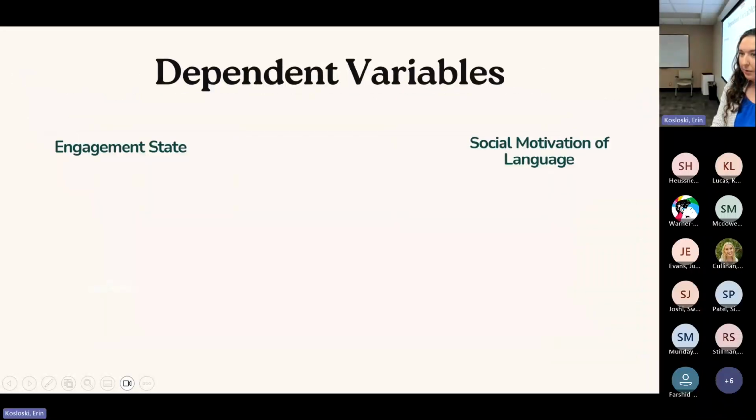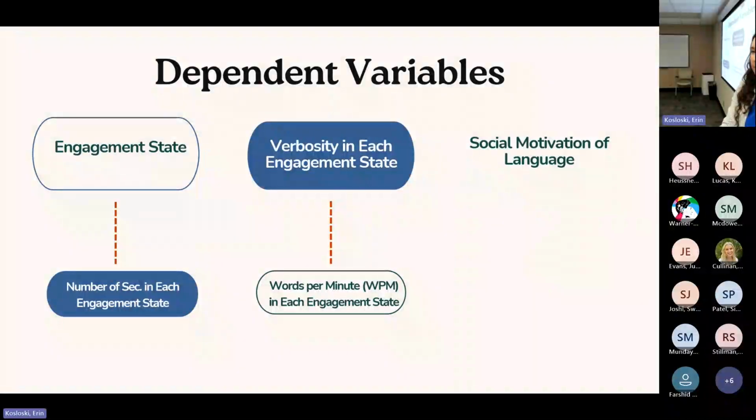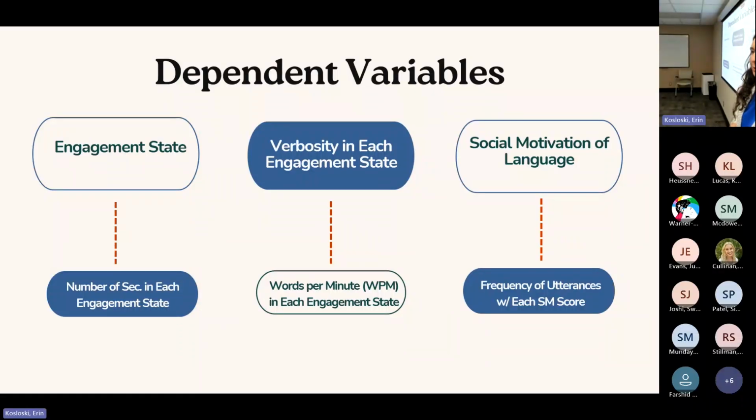Okay, so that was a lot. So what are the actual dependent variables of my study? We had the number of seconds in each engagement state, and we used CLAN to calculate that. We also got the verbosity in each engagement state from those transcripts, and we used words per minute in each engagement state. And then finally, for social motivation of language, we used the frequency of utterances that got each social motivation score, so ranging from 0 up to 4 points.